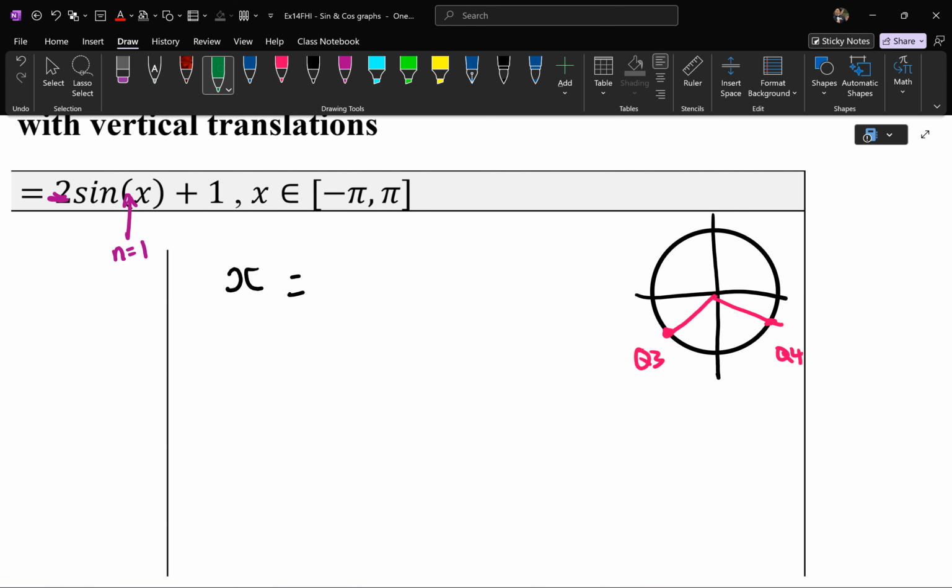Now you need to know what the base angle is. Sine inverse of negative half. So forget about the negative because we now know it's quadrant 3 and 4. We just need to know sine of what angle will give you half. What's my reference angle? Sine of, let's test your exact values.